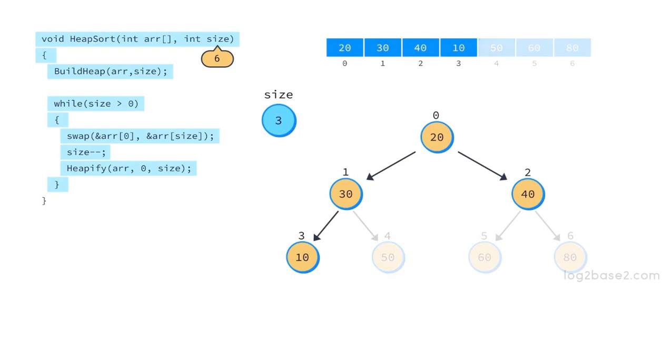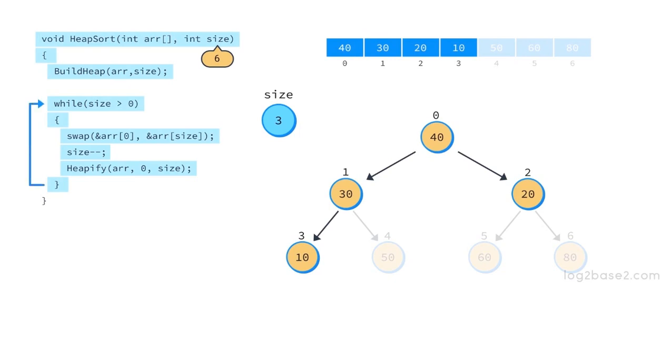And since we changed the element at index 0, we have to check if the heap property is violated. So call the heapify function at index 0. And see here, 40 is greater than 20. So these elements will be swapped. So the heapify process is completed. Now the third iteration is also completed and 3 elements, which are 80, 60 and 50, are sorted now.